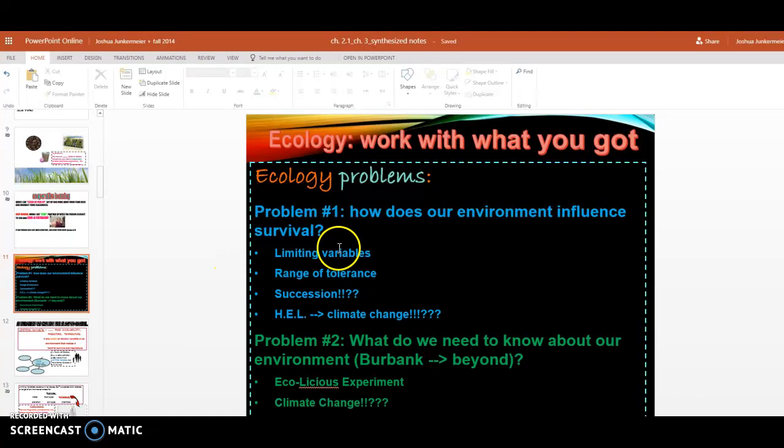All right, a quick review is our ecology problems, the purpose of this whole chapter. Problem number 1 was, how does environment influence survival? Today, we're going to see what in the environment can influence our survival. So survival depends on limiting variables, a new type of variable. Survival in our environment, and for any organism, depends on range of tolerance. We're going to study this word. And surviving our environment depends on succession.